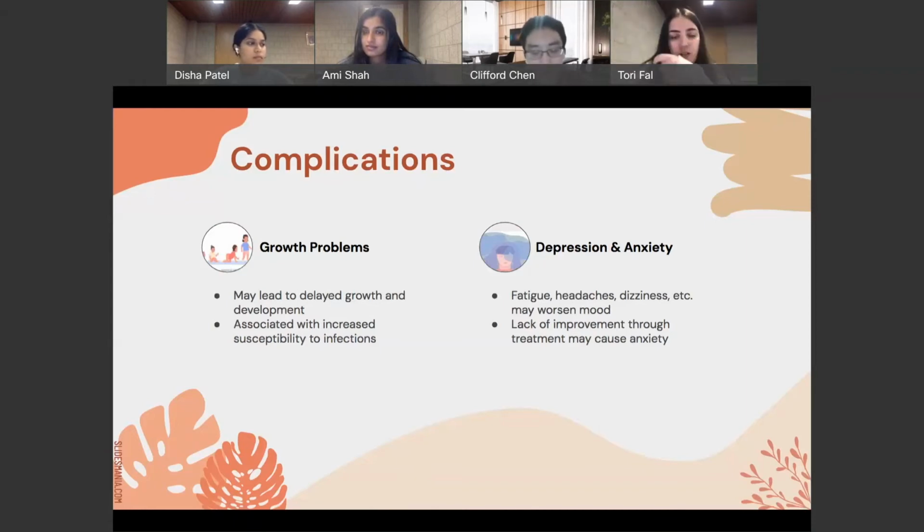Another problem is that it can also cause individuals to develop depression and anxiety due to low iron levels, and common symptoms of this would be headaches, dizziness, poor concentration, and fatigue. Low iron causes this due to worsened mood. So that's why it's really critical for individuals to have enough iron in their bodies. And the cause of the anxiety is due to some individuals having difficulty replenishing their body with iron through treatment.